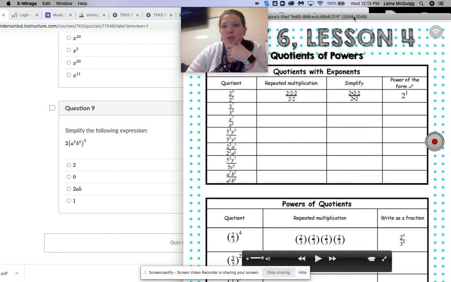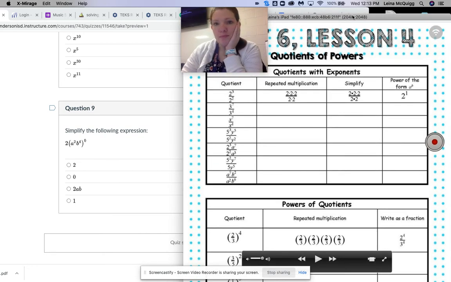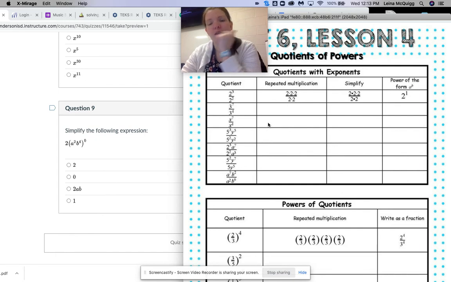We're going to look at quotients of powers. Okay, so yesterday we practiced expanding things when we were multiplying, and now we're just going to divide. Quotient means divide. And we're going to see what happens to those exponents as we divide. Okay, so here on this first one, we have 2 to the power of 3, which means we're doing 2 times 2 times 2. We're going to do it 3 times. And in the denominator, we have 2 to the power of 2, which is 2 times 2.